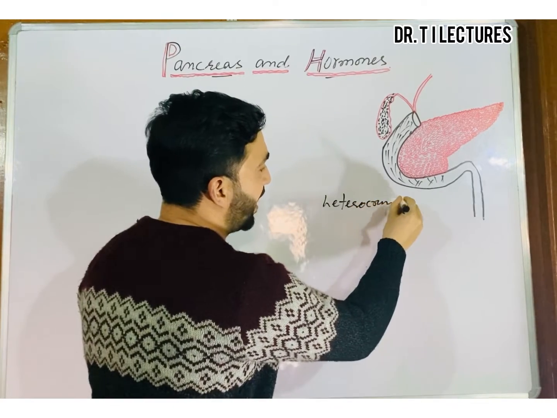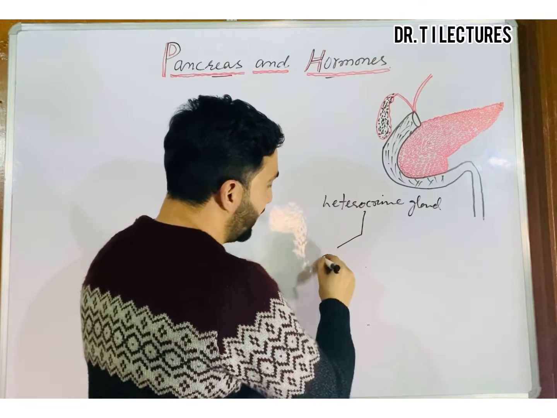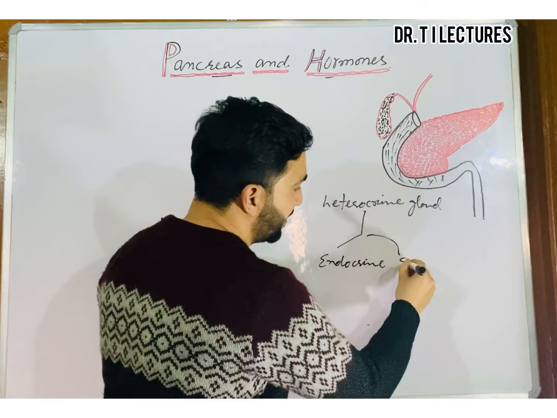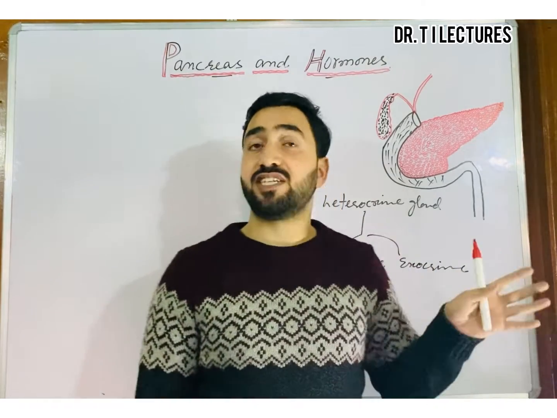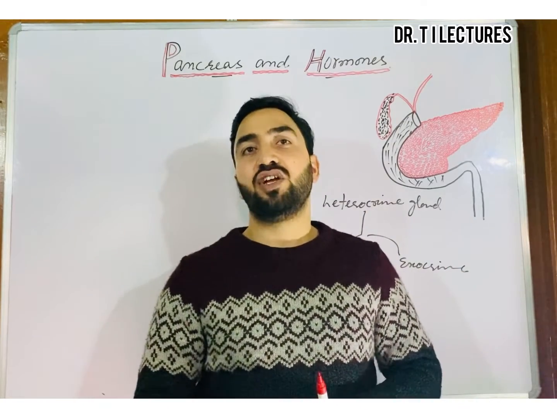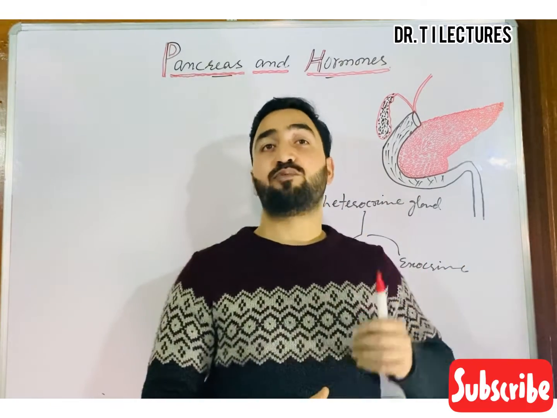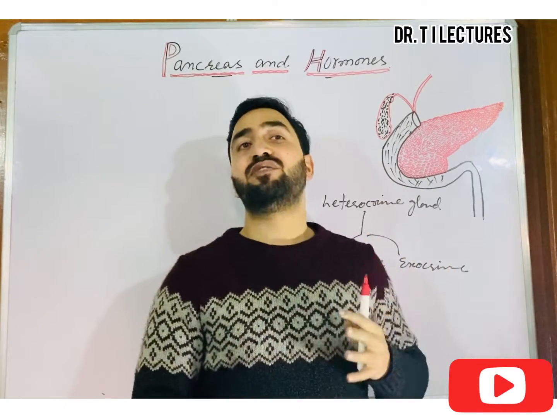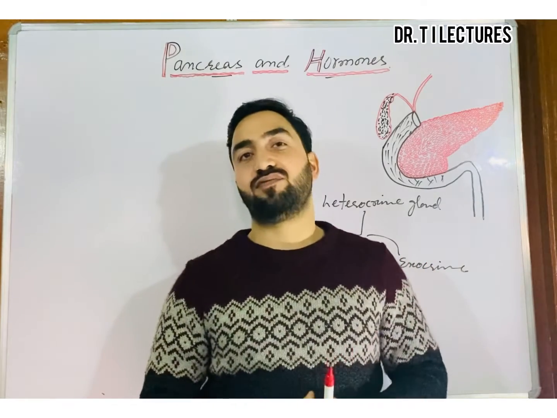A heterocrine gland means it has both endocrine as well as exocrine function. That means it possesses both the endocrine part as well as the exocrine part. The pancreas is a part of our digestive system and produces important hormones and important enzymes that help in breaking down the food stuff.